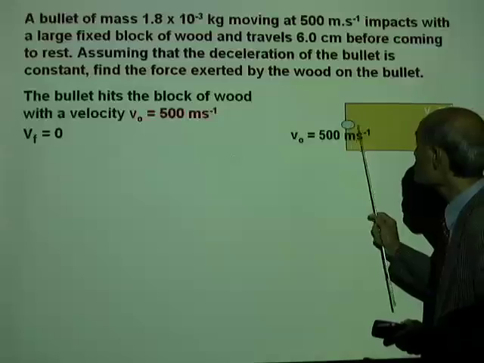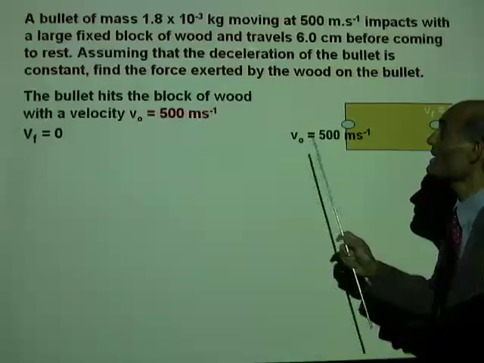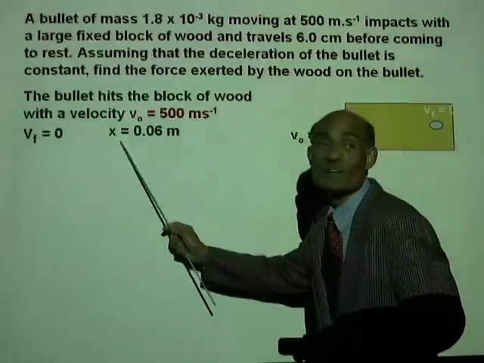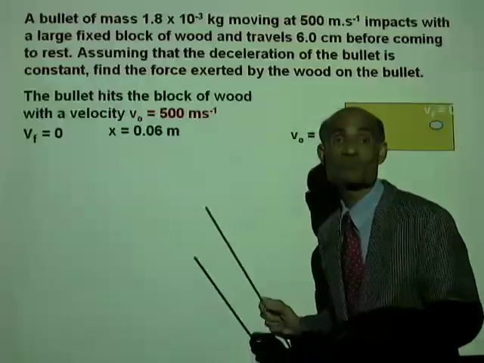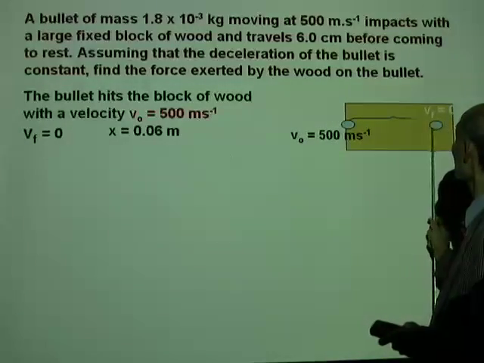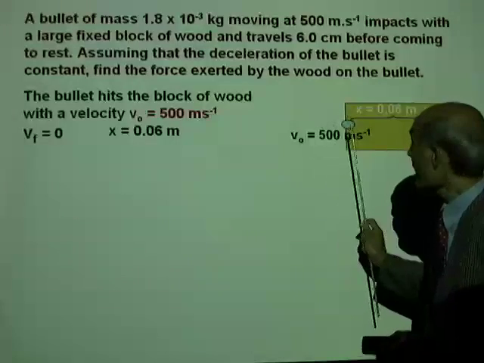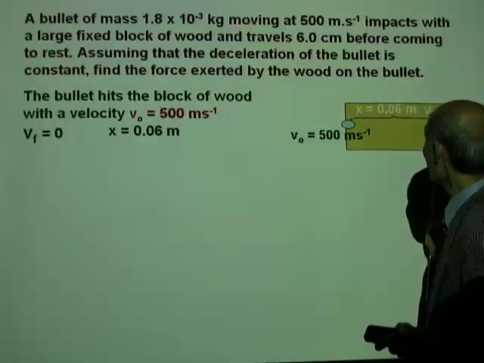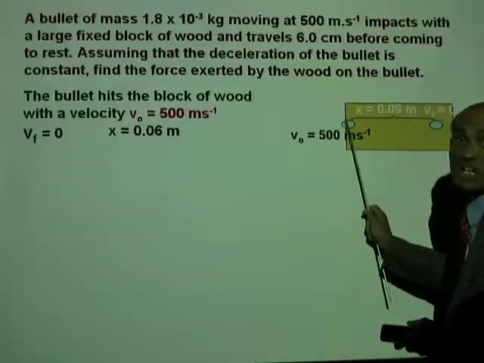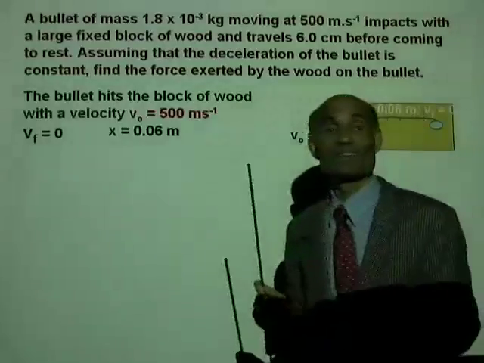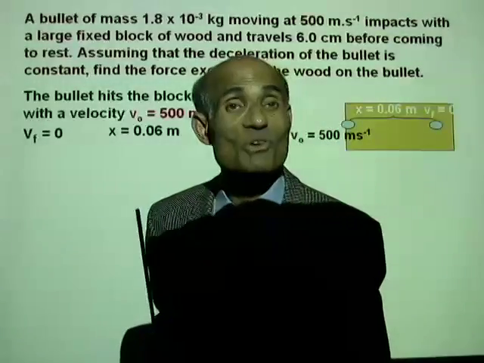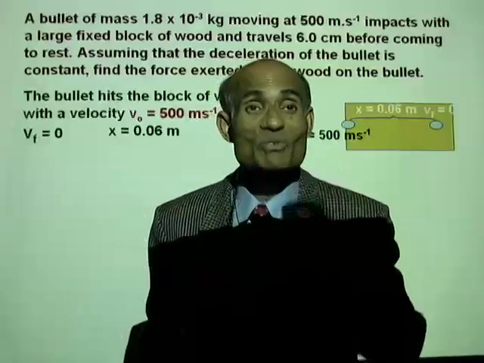And what is the distance moved by the bullet in coming to a stop? It is 0.06 meter. This is that distance, 0.06 meter. Well, you have the initial velocity, final velocity, displacement. Can you calculate the acceleration of the bullet? What equation will you use?